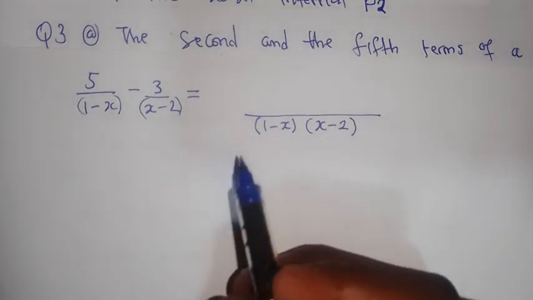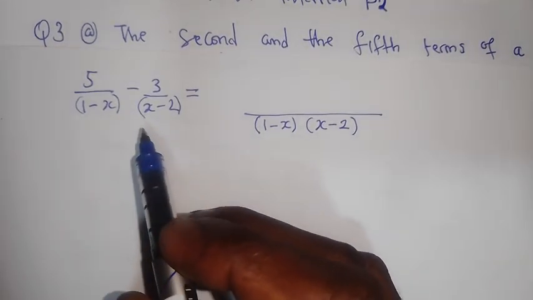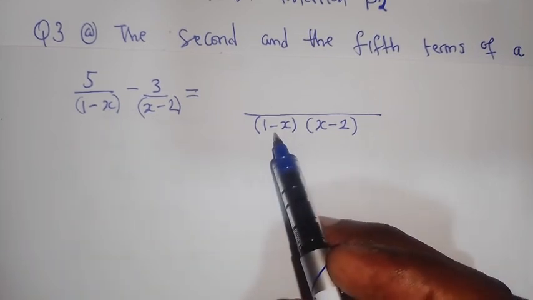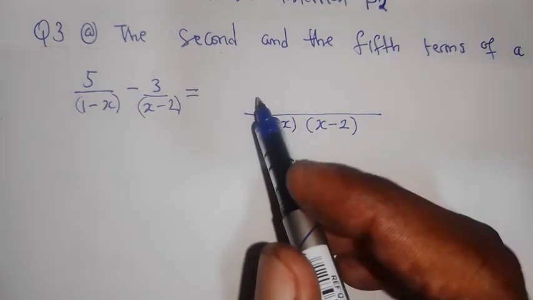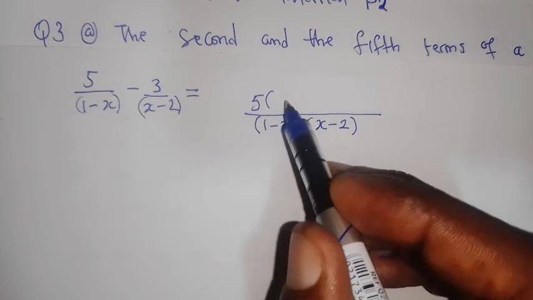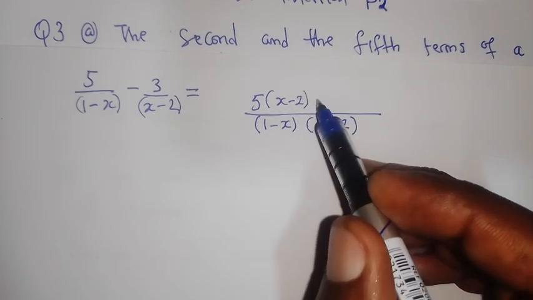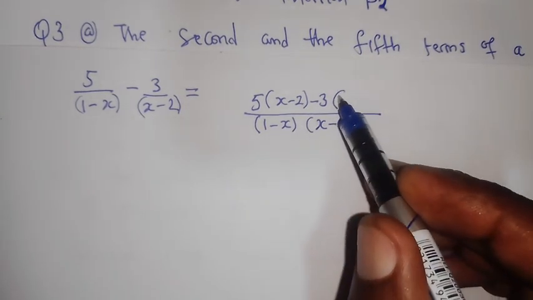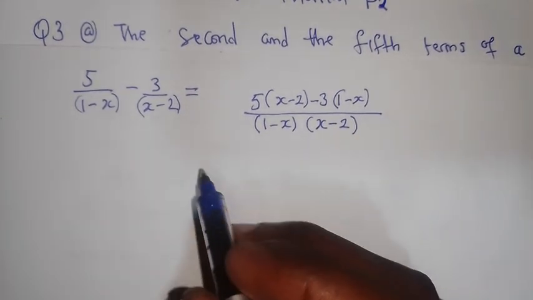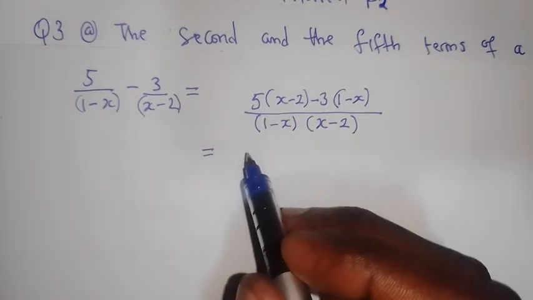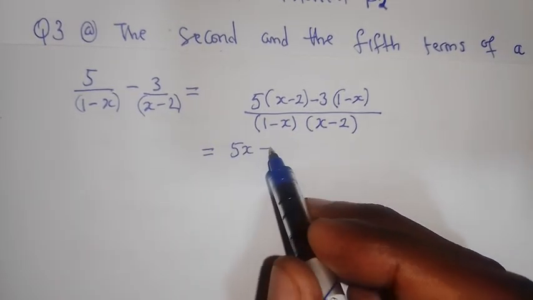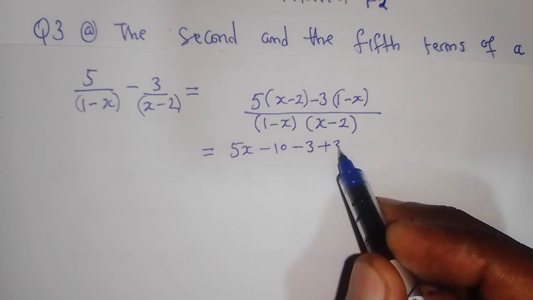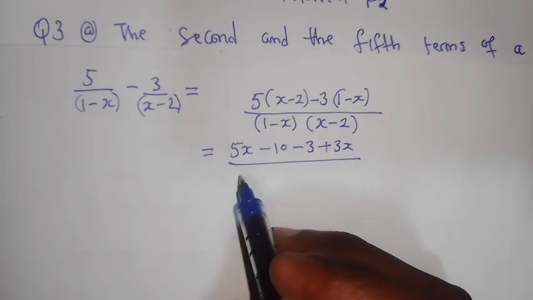So what will happen is that if this goes into this, then this will remain. Now you multiply with the left one, and also for the 3, if this goes into this, you remain with this one, 1 minus x. So from there now we can open the brackets. This is going to be 5x minus 10. This is 3 plus 3x. Divide by whatever is at the bottom.